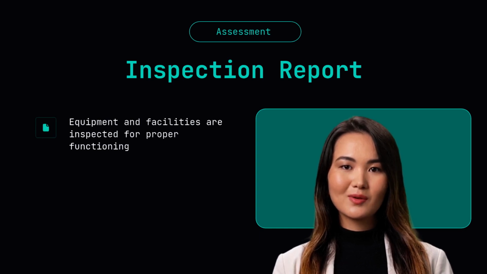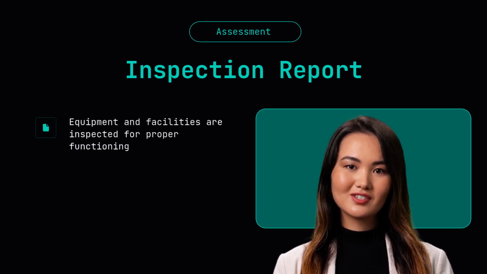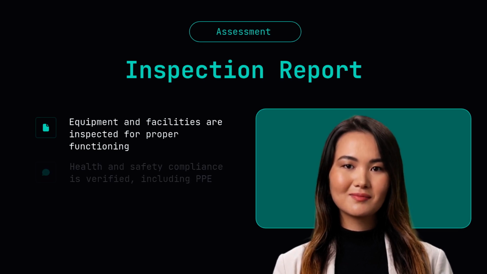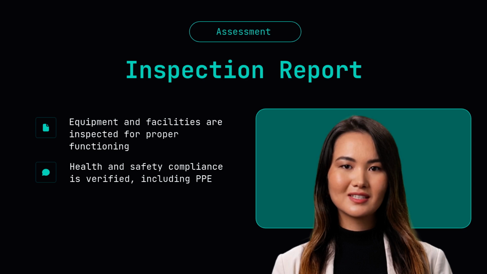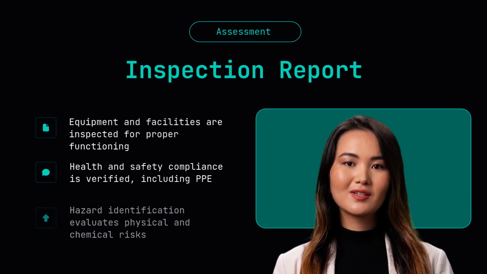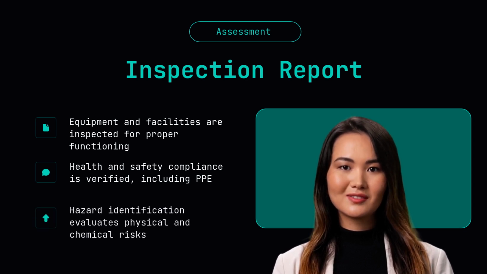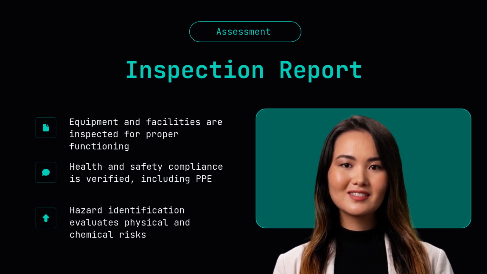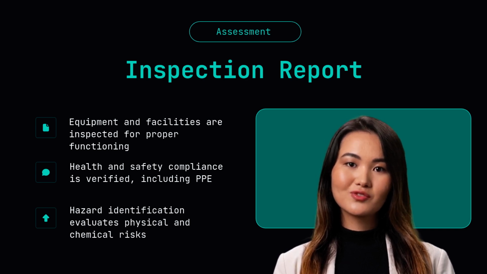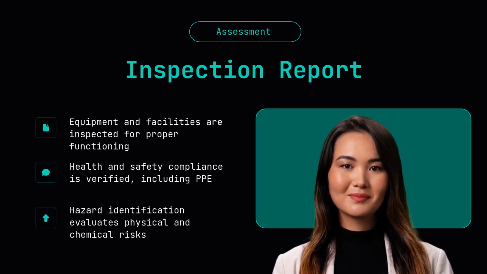The assessment covers equipment and facility inspections for proper functioning. It verifies health and safety compliance, including PPE availability. Hazard identification evaluates physical and chemical risks. Emergency preparedness is assessed through fire safety and evacuation procedures. Staff awareness is crucial for effective emergency response.